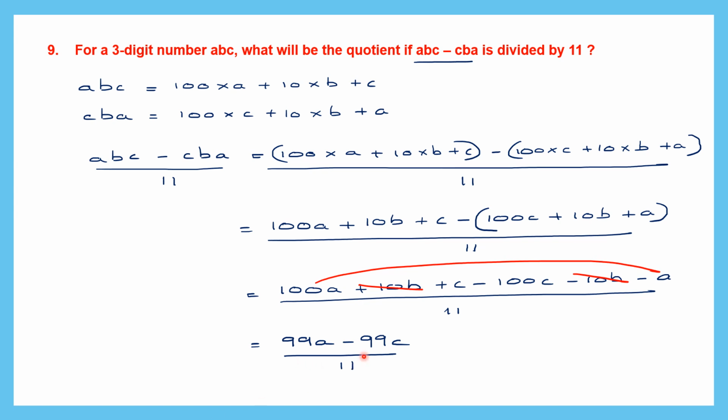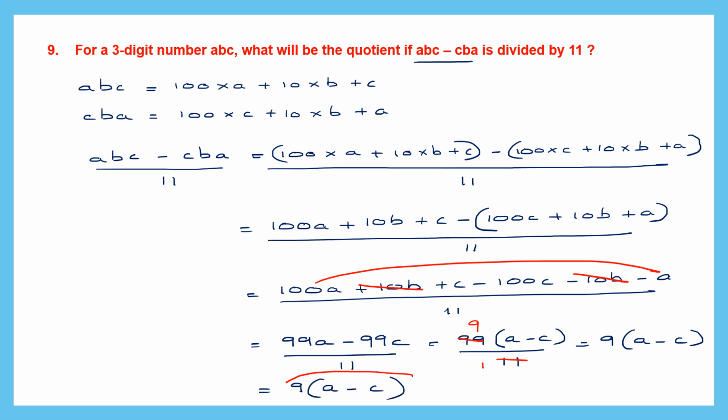Now 99A minus 99C. 99 is common, so we're going to take it out of the bracket. So this is 99 and put the rest inside the bracket. A minus C by 11. Now here this is multiplication, so we can cancel 11 and 99. 11 ones are 11, 11 nines are 99. So what is left is 9 by 1 into A minus C, or the final answer is simply 9 into A minus C. So this is the final answer.